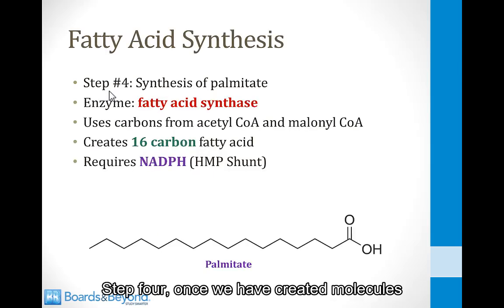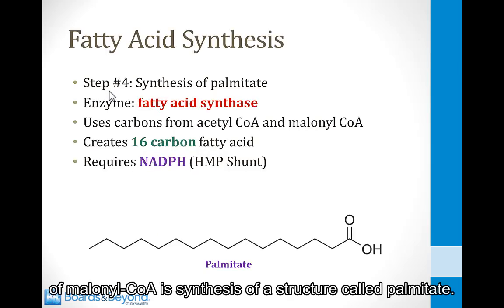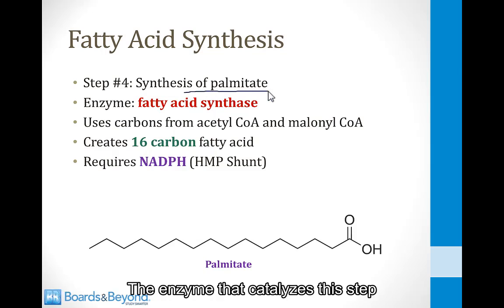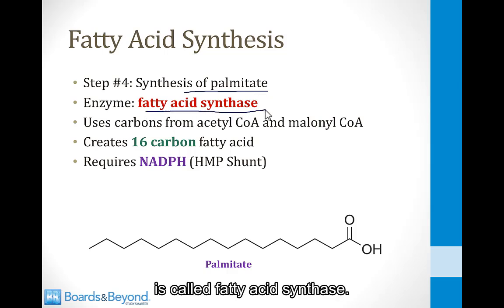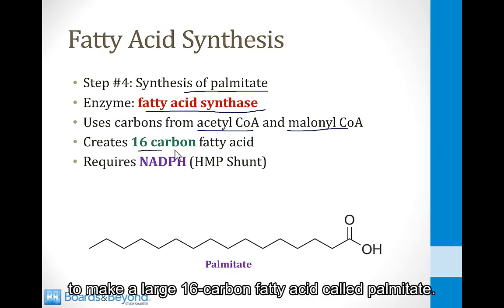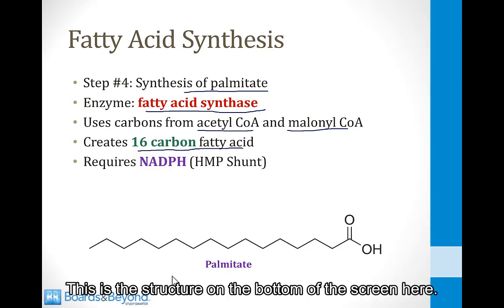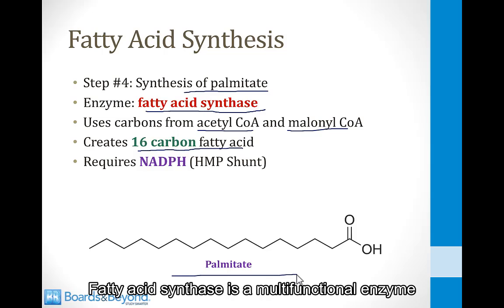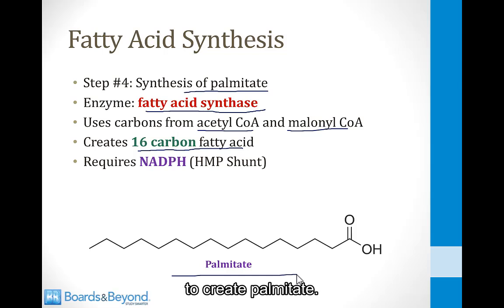Step 4, once we have created molecules of malonyl-CoA, is synthesis of a structure called palmitate. The enzyme that catalyzes this step is called fatty acid synthase. It basically combines carbons from acetyl-CoA and malonyl-CoA to make a large 16-carbon fatty acid called palmitate. This is the structure on the bottom of the screen here. Fatty acid synthase is a multifunctional enzyme that catalyzes a complicated series of reactions to create palmitate.